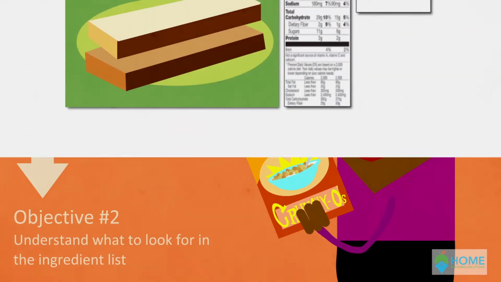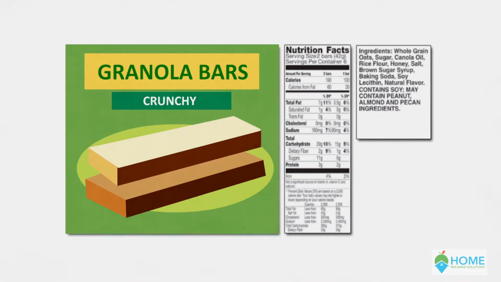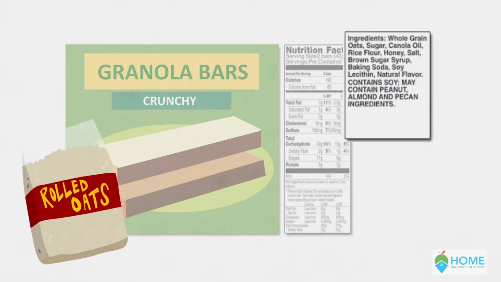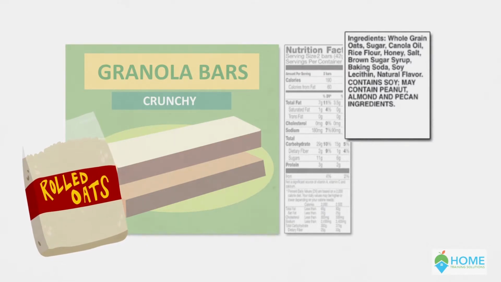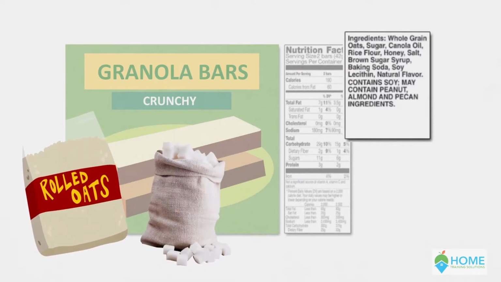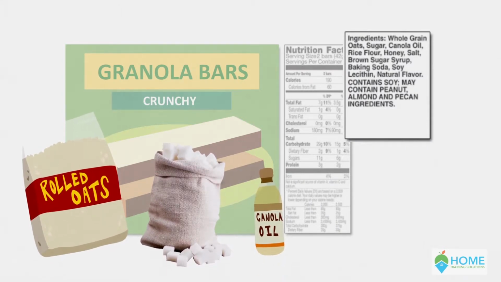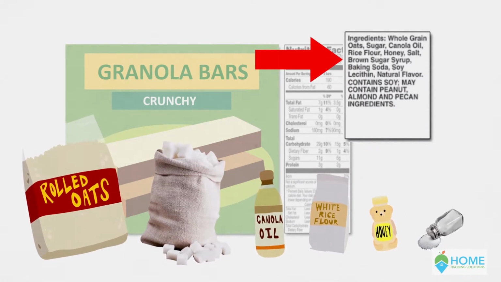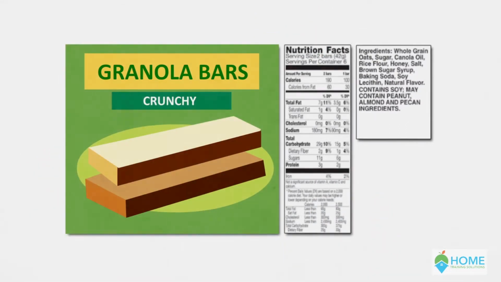Let's take a look at the ingredients found in this granola bar. The most used ingredient is whole grain oats. Great! The second most used ingredient is sugar. Not so great. Then we see canola oil as the third most used ingredient, which is a type of processed oil. Rice flour is next, then comes honey, which is another sweetener. Salt follows honey. Wait, there is brown sugar too? This is another type of sugar we need to consider.